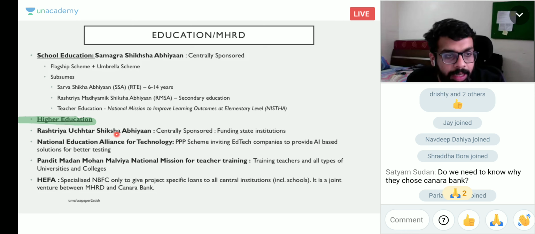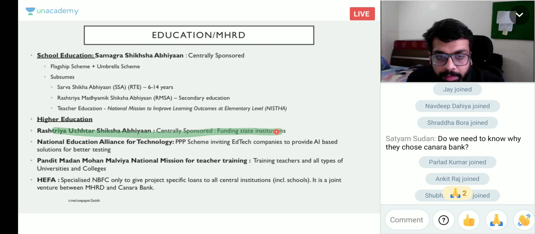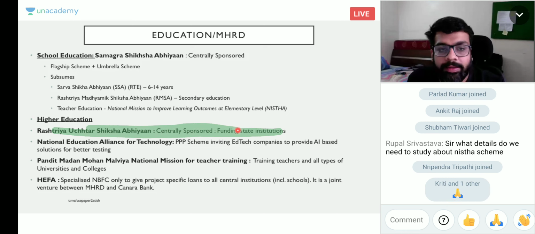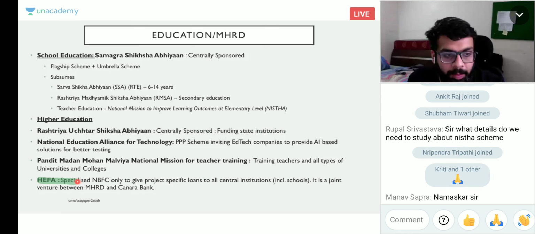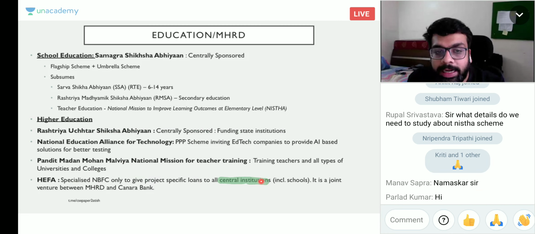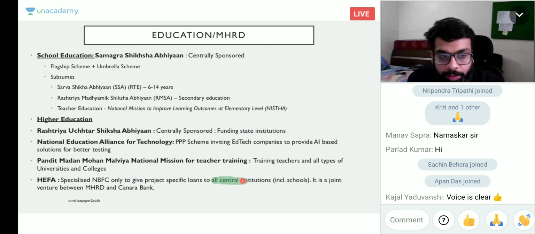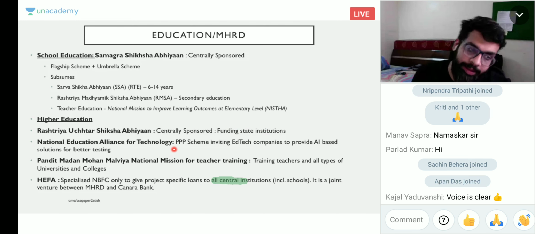So the Rashtriya Uchchatar Shiksha Abhiyan was a grant, and it could be given for any reason that the state governments would want. HEFA is a loan that has to be given for a specific purpose only to central institutions. Uchchatar Abhiyan was state, HEFA was center. Uchchatar Abhiyan is a grant, HEFA is a specific loan, and that's the fundamental difference.